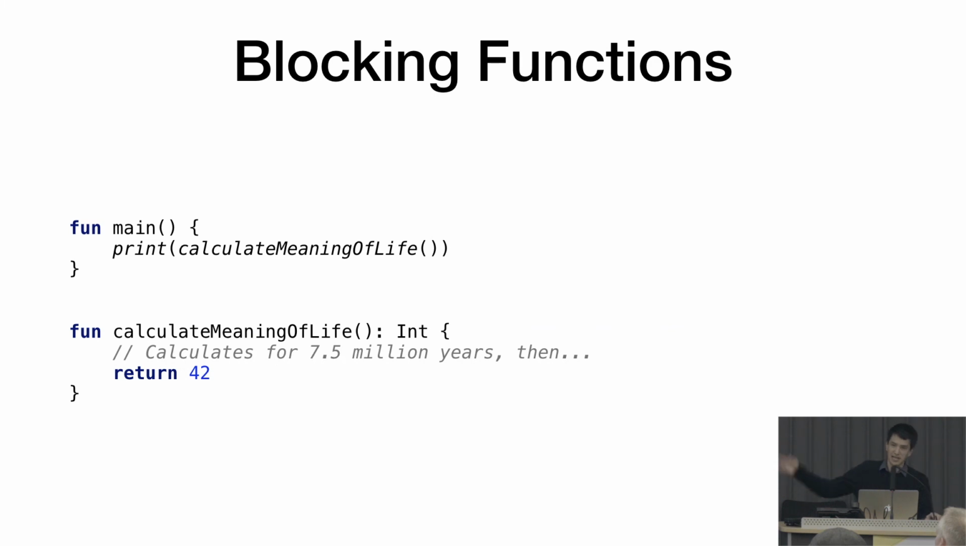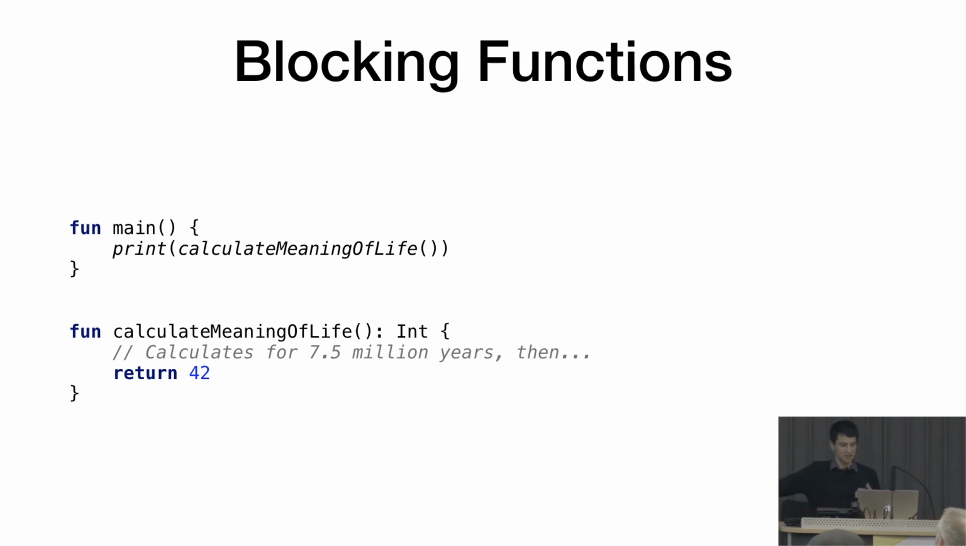If you've read Douglas Adams' Meaning of Life, he has this computer that takes 7.5 million years to compute the meaning of life, which turns out to be the number 42. If this is a blocking function, I have to wait 7.5 million years for it to finish executing. That sucks, because I want to do other things with my computer in the meantime. If you have a thread, this is easy.